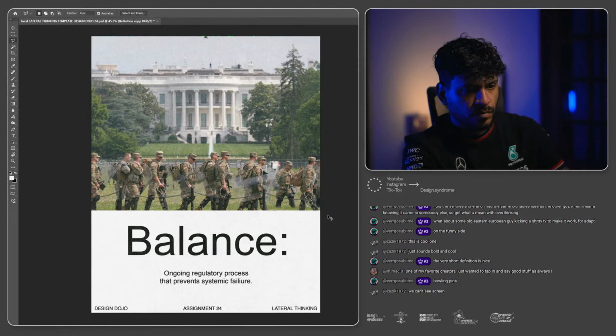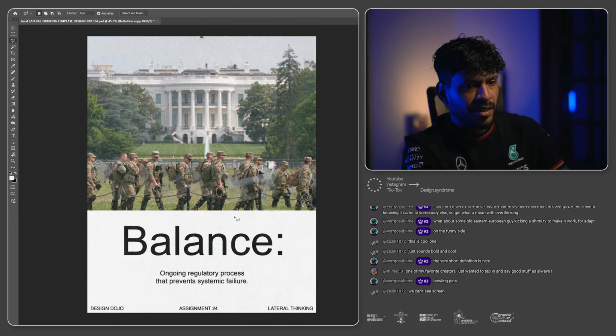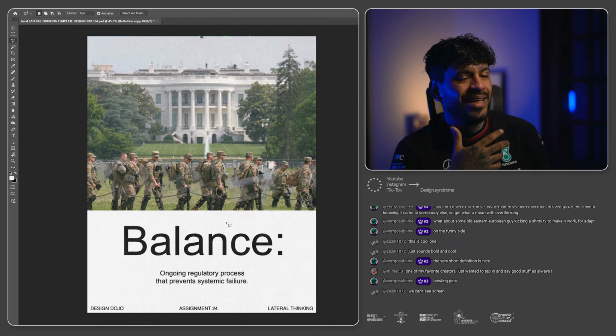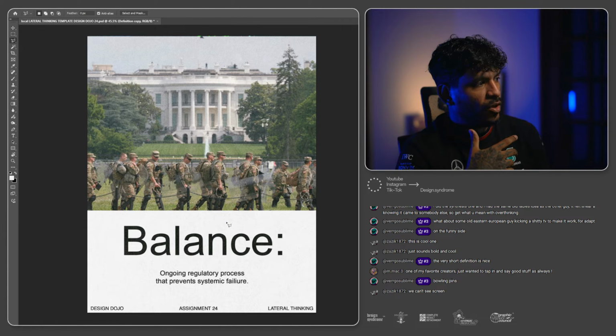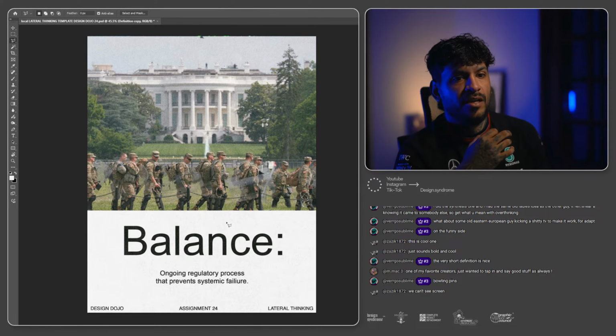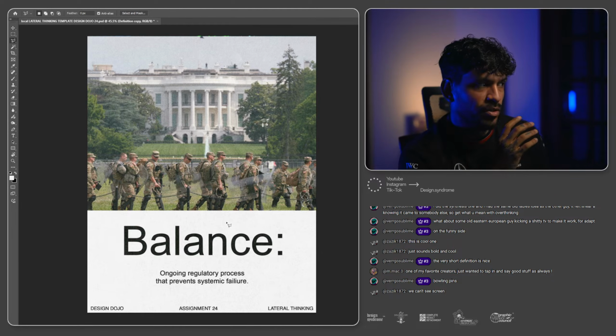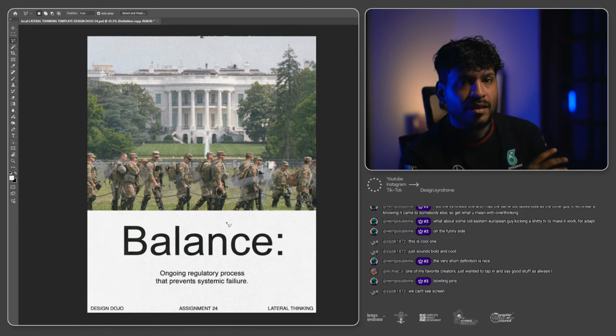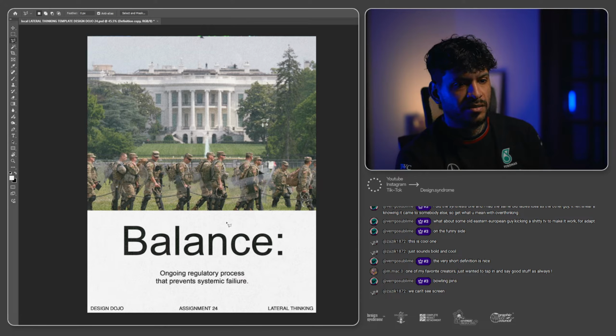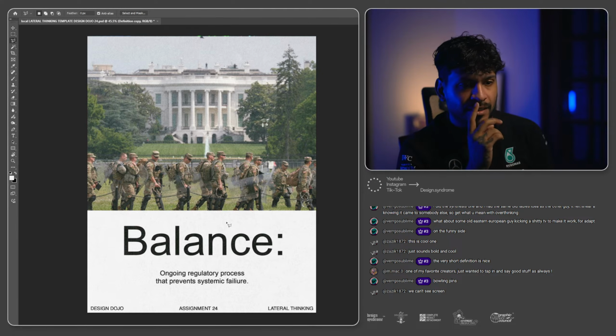You know, it's not perfect, but now we are talking about somebody doing the balancing, right? Ongoing regulatory process that prevents systemic failure, right? As in, these troops are being sent to preserve balance and keep the thing running, right? And we are not talking about an idea that's precisely around control and that overly used sphere of meaning for army and government and all of those things. So I think here we have something.